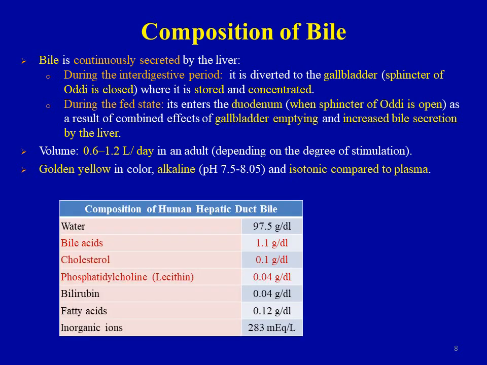As you can see here, the bile is composed mainly of water. It also contains bile acids, cholesterol, phosphatidylcholine or lecithin, bilirubin, fatty acids, and inorganic ions. As you can notice, the ratio between bile acids to cholesterol and lecithin is 10 to 1 to 0.3, and this ratio is very important to maintain the solubility of the different components of bile.